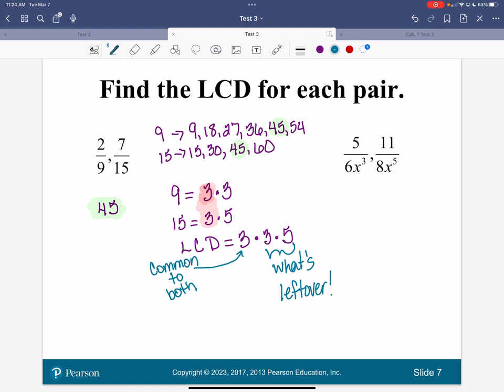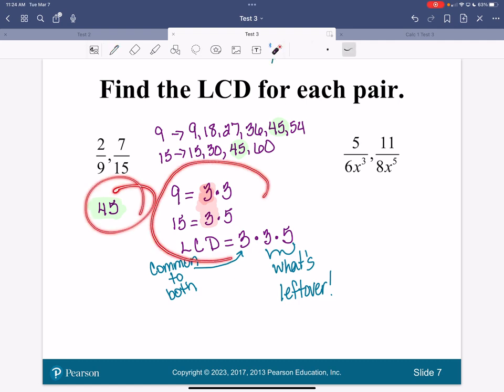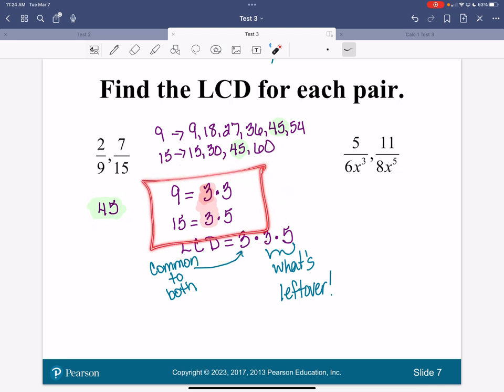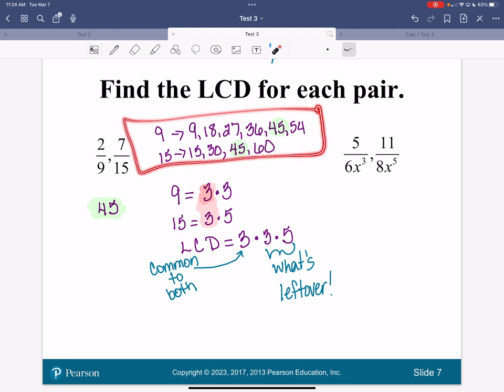Okay? Now, 3 times 3 is 9. 9 times 5 is 45. So we have found the same answer using a different method. And this is the method that we're going to have to use. When you were doing fractions, when you were younger, you probably used the least common multiple method. And we can't do that when we add our variables in. So we want to use the factoring method. Okay? So that's the first one that we're going to do.